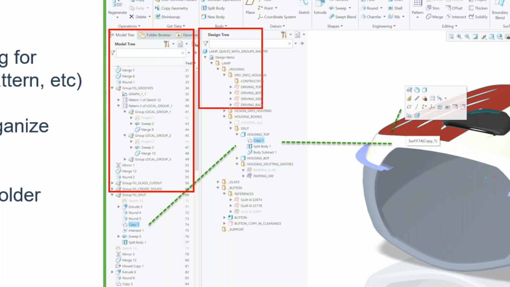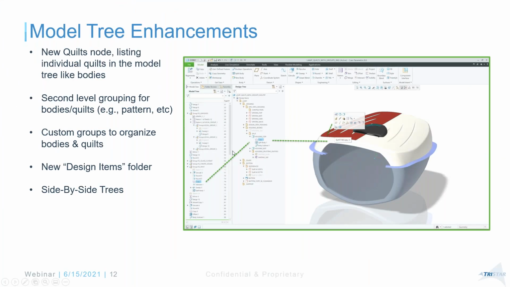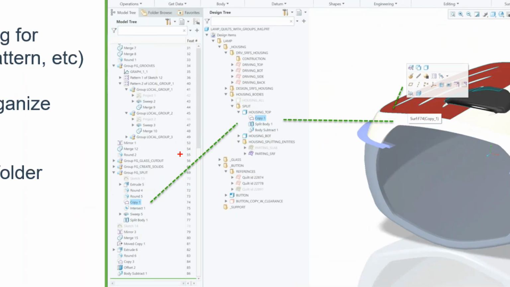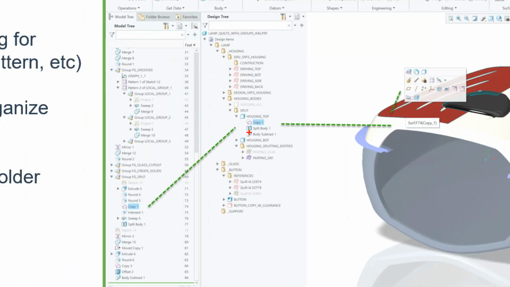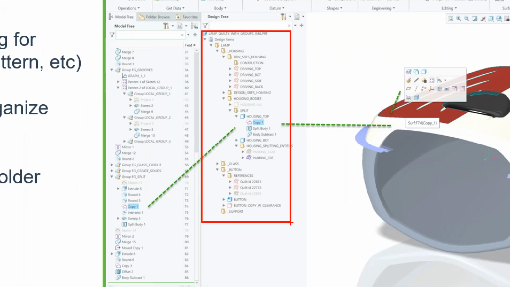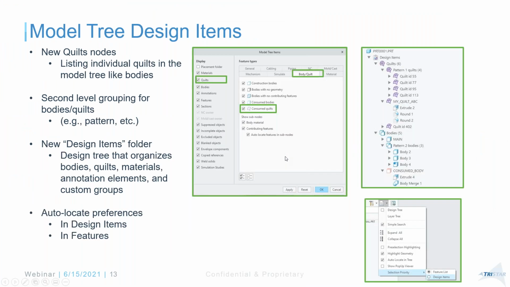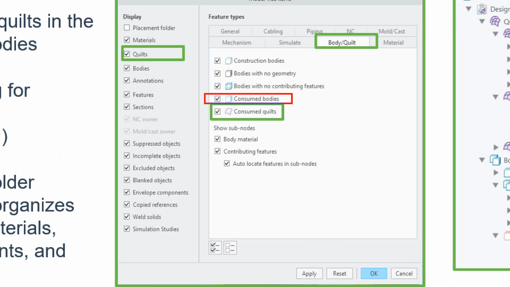So I can essentially have your regular model tree with your feature order, etc. But then I could also have my design tree, and I'm able to look at the split tree. And when I select any geometry, it should highlight in both places. And this, I'm using it more for organizing, right? I like to organize those items regardless of the order in which they're done. So pretty big enhancement. And you can control what type of body or quilts it can display. Should it display consumed? And quilts and bodies, if they are consumed during a Boolean operation, they're gone, but still I'd like to see them.